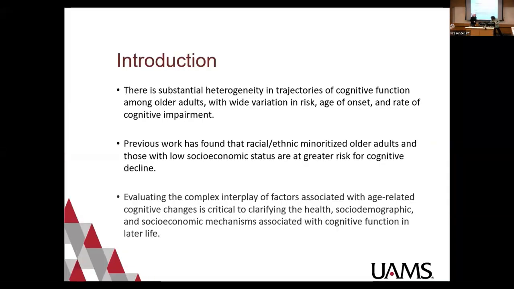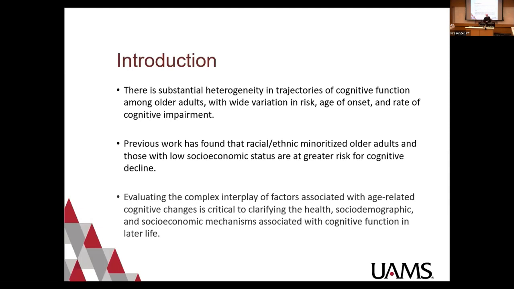So introduction slide, this basically kind of says what we all know. There's substantial heterogeneity in trajectories of cognitive function among older adults, and we see persistent racial and ethnic disparities in both the onset of dementia and dementia risk. We've seen that in our work consistently.